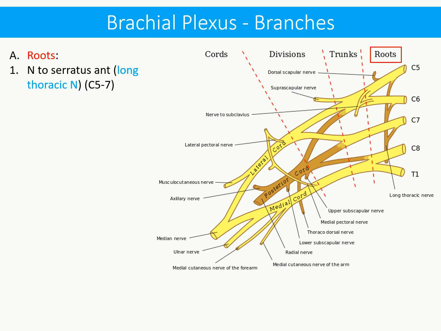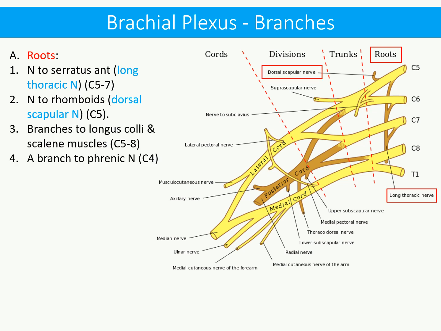These are number one, nerve to serratus anterior, which is also named as long thoracic nerve. Number two, nerve to rhomboid muscles, which is also named as dorsal scapular nerve. Number three, branches to the longus colli and scalene muscles. Number four, branches to the phrenic nerve.